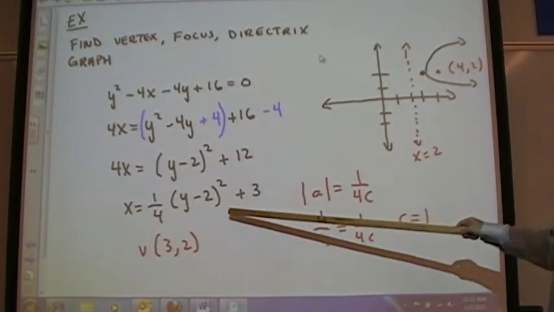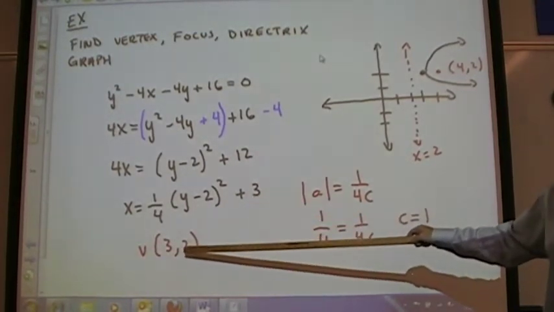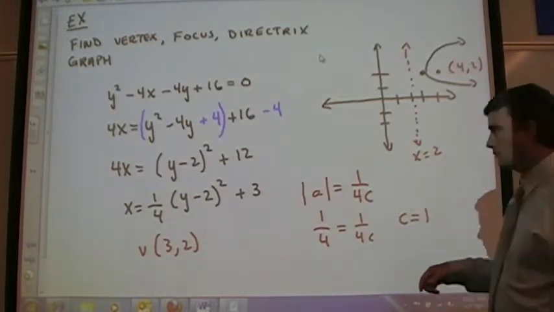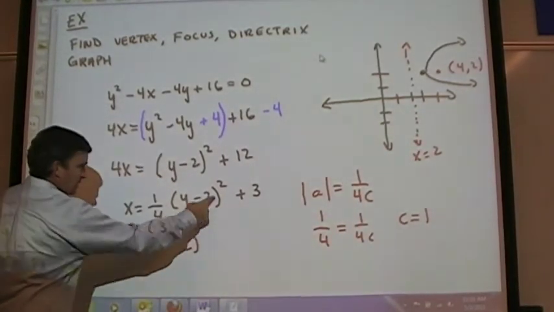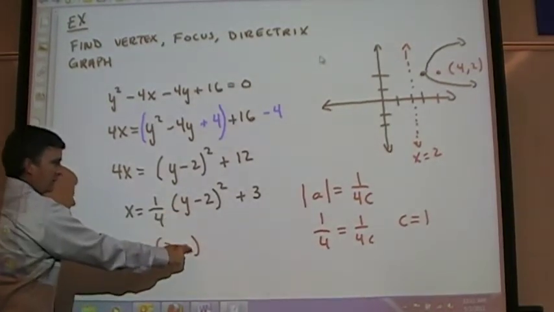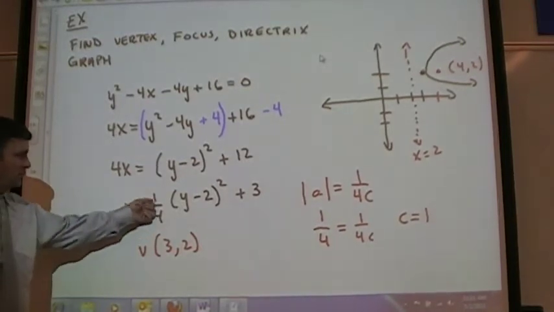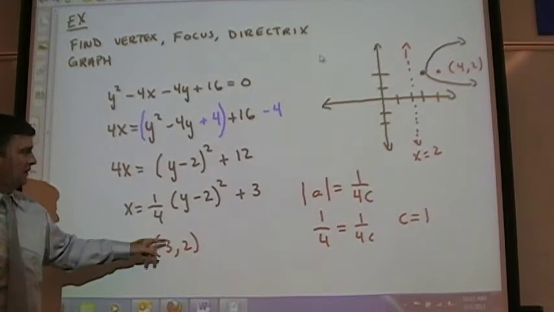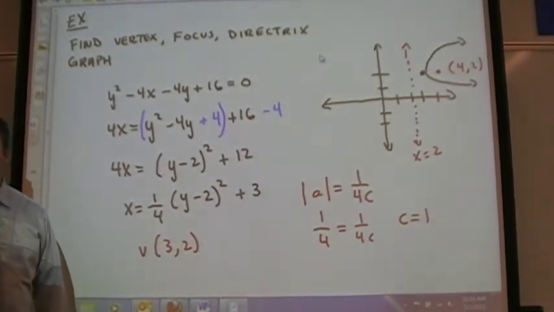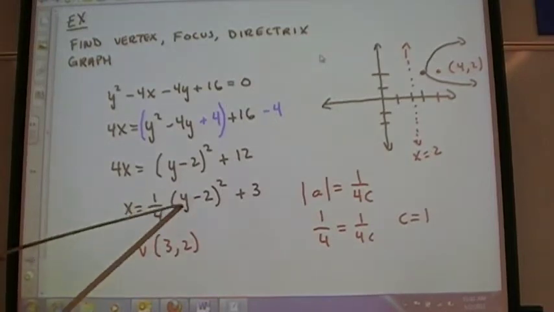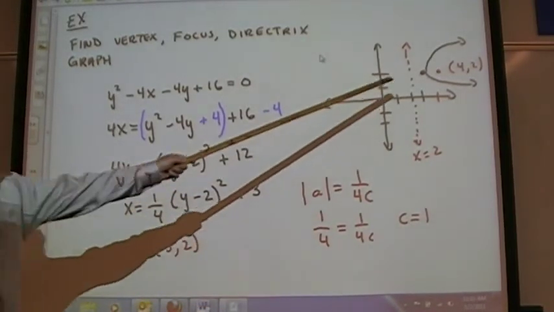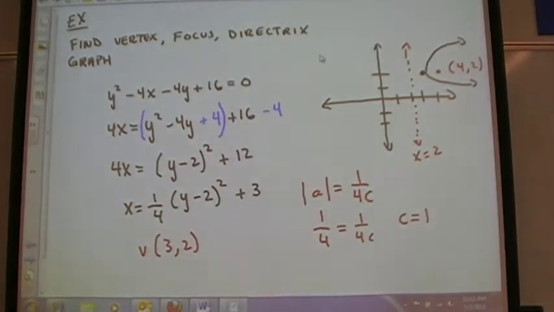Now from here, this is in vertex form. Just by looking at this, you should be able to tell me the vertex is 3, 2. Make sure you get the order right here. You know the 2 goes in the y spot because of this. Here's y, so put 2 here, so this 3 has to represent the x. If it was in the other form, y equals 1/4 (x minus 2) squared plus 3, it would be 2, 3. Got it? So 3, 2 is your vertex. So I plot 3, 2, and I know to open it to the right, because it's x equals positive 1/4.